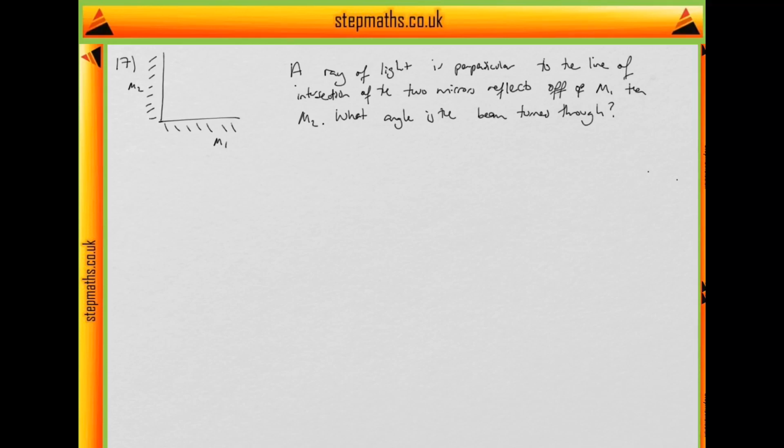Well, let's draw this. So we have, first of all, our normals to the mirrors. Let's have our ray striking. So it's perpendicular to the line of intersection. So that's a line here coming out of the plane. So it's going to be travelling like this. It'll strike at angle theta, and so this is 90 minus theta.